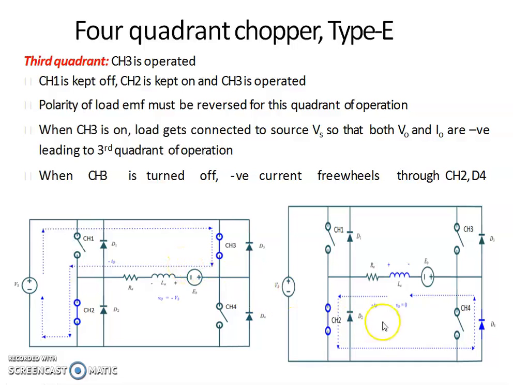Now when CH3 is in off condition, the energy freewheels through the diode D4 and the switch CH2. Thus we can obtain both negative voltage and negative current, that is the third quadrant operation.